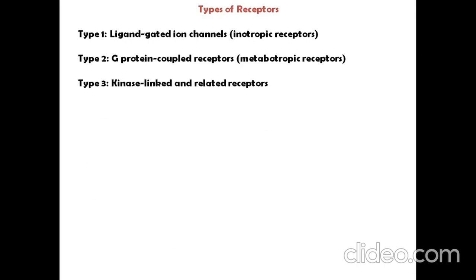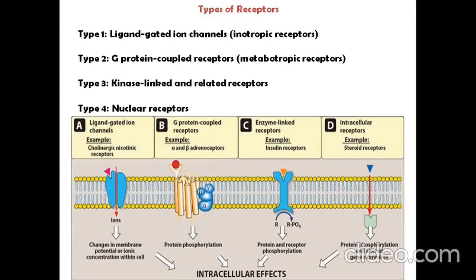Types of receptor. First one is the ligand-gated ion channel or the ionotropic receptor. Second one is the G protein coupled receptor or the metabotropic receptor. Third one is the kinase linked or enzyme linked receptor. Fourth one is the nuclear receptor. The ligand-gated ion channel example is the cholinergic nicotinic receptor. G protein coupled receptor example is the alpha and beta adrenoreceptor. Enzyme linked receptor example is the insulin receptor. And the nuclear receptor example is the steroid receptor.